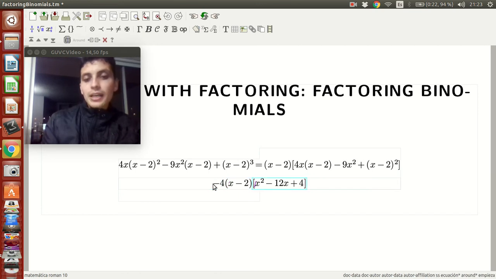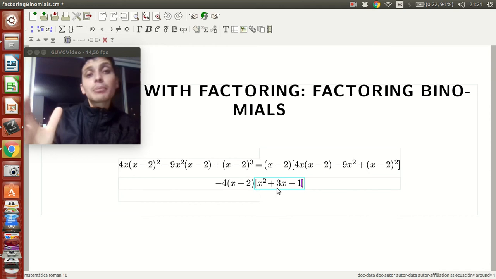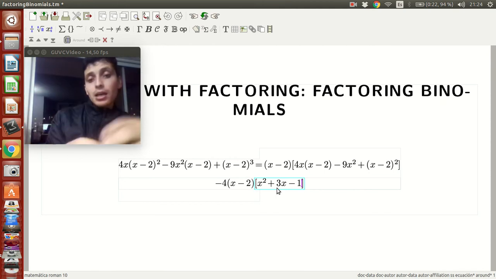So to get negative 4x squared, I just need x squared. Here would be positive 3. And here we have negative 1. And to factor this trinomial, we just need two numbers whose product is negative 1 and whose sum is positive 3. There are not two numbers whose product is negative 1 and whose sum is positive 3. So the polynomial is prime.